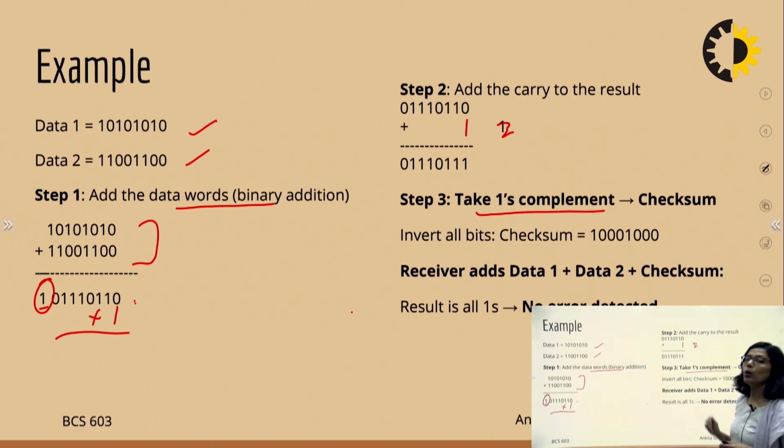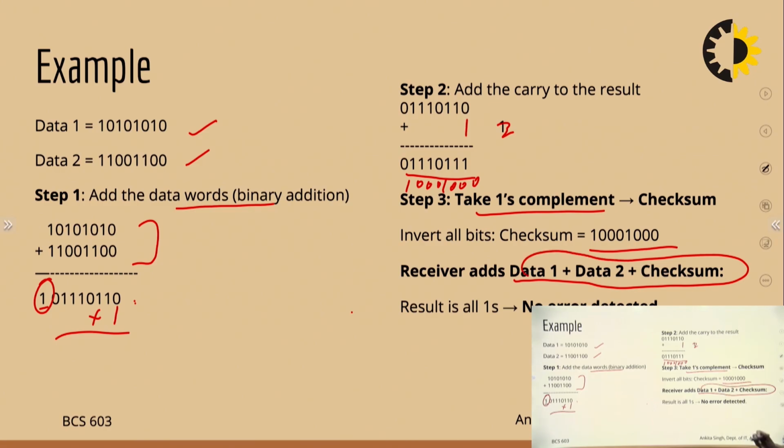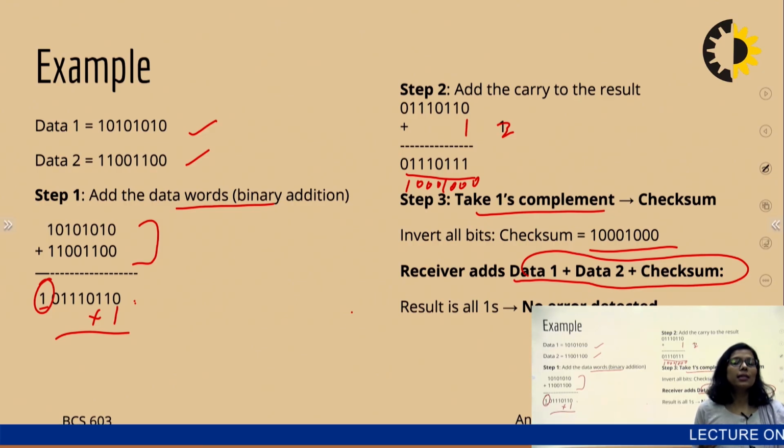Then I will take the ones complement. Ones complement means I will be inverting the bits. So I have inverted the bits, and it comes out to be 1, 0, 0, 0, 1, 0, 0, 0. This is my inverted bits. This is the redundant bits that I have created, and it will be added to the data. Then I will send it. Now, at the receiver, it will add data 1, data 2 and the checksum. If it gets all ones, it means there is no error. If there are some changes in the bits, it means there is some error, right?